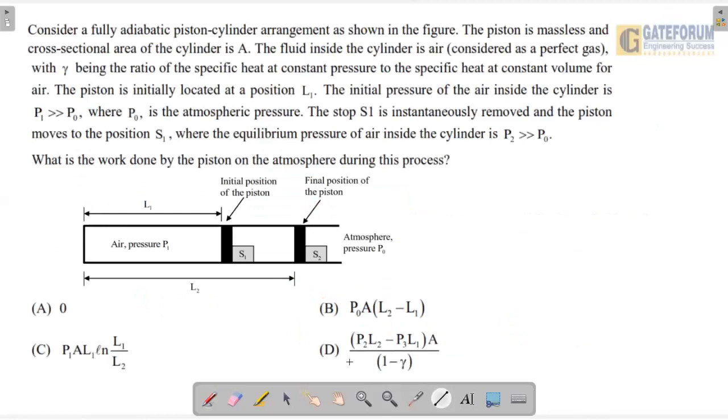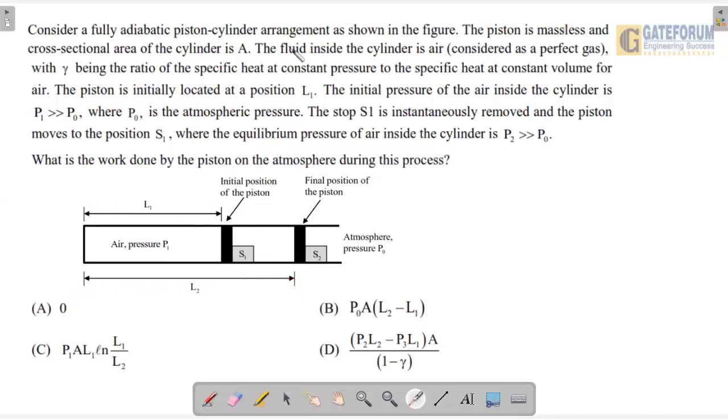See, my dear, very easy question. Consider a fully adiabatic piston cylinder arrangement. Fully adiabatic piston cylinder arrangement. This is the piston position S1 and S2. Atmospheric pressure is this. This is the initial position. There is the expansion of the piston. Initial length is L1. Final length is L2.